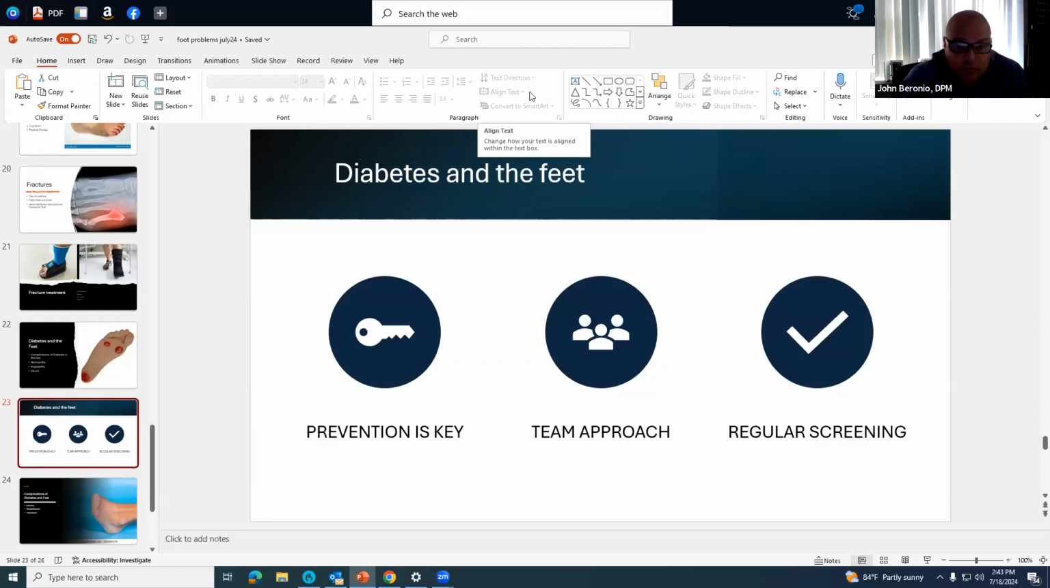It's a team approach to the care of the diabetic. So that includes the podiatrist, obviously. It also includes your vascular doctor, because your circulation is the key, and also obviously the endocrinologist who's taking care of the sugar and the diabetes. And that requires regular screening.